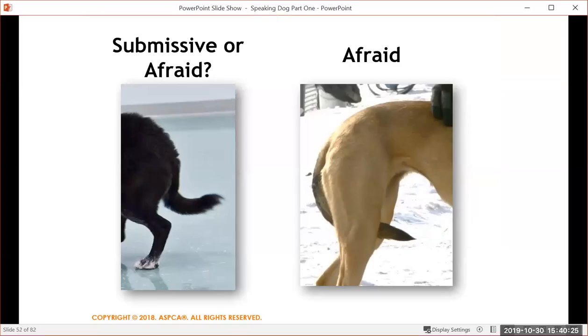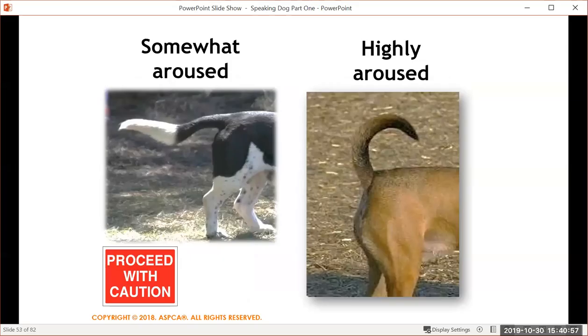So how do you tell the difference between a dog that's afraid or a dog that's submissive? Again, there's a lot of overlap between these. But a submissive tail is less likely to be completely tucked, typically because it's usually going to be accompanied by a low, fast tail wag. Whereas a dog that's afraid, highly unlikely he's going to be wagging his tail. But again, it's hard to tell necessarily based on just a photograph without getting the full picture. Next slide.